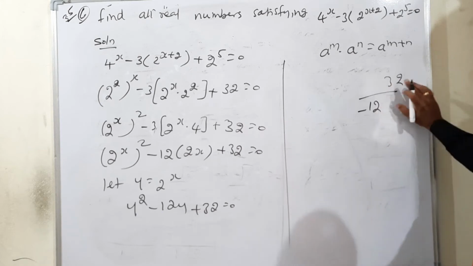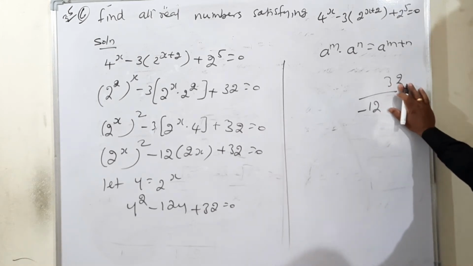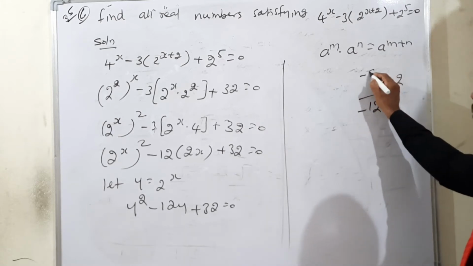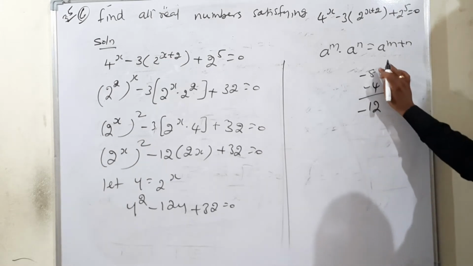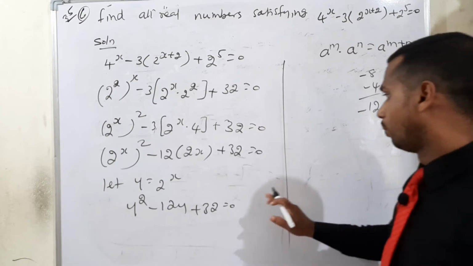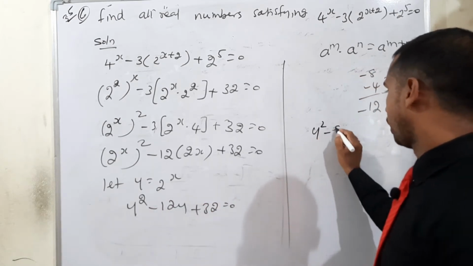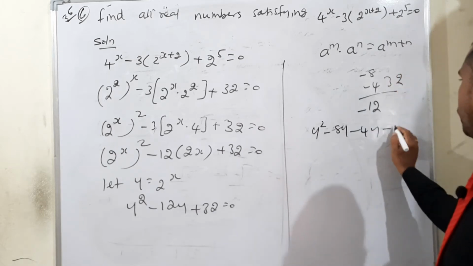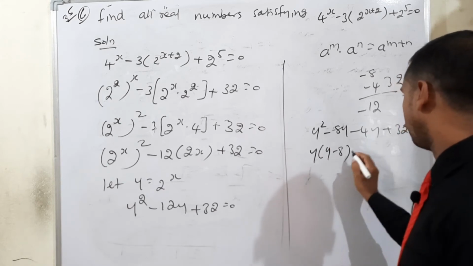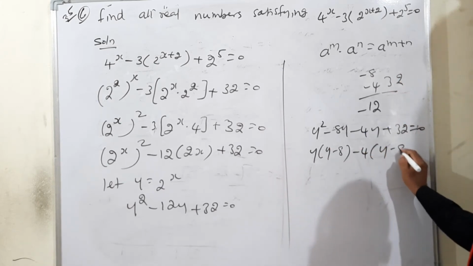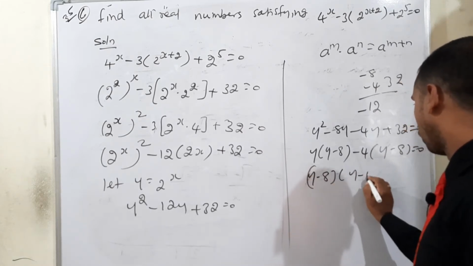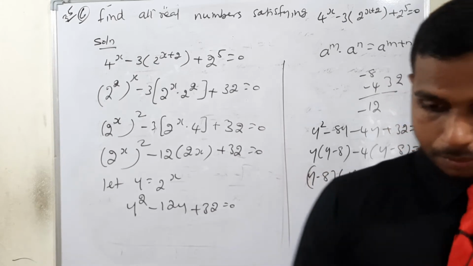So already I told you, if the product has a positive sign, both signs will be equal, whether positive or negative. But if we have negative in the sum, both signs will be negative. So minus 8 and minus 4. Check it: minus 8 into minus 4 means positive 32, minus 8 plus minus 4 is equal to minus 12. Therefore, we can rearrange it: y square minus 8y minus 4y plus 32 is equal to 0. Again, take y common outside, y minus 8. Again, take minus 4 common outside, y minus 8 is equal to 0. Therefore, the common factor is y minus 8, and the other one is y minus 4 is equal to 0.